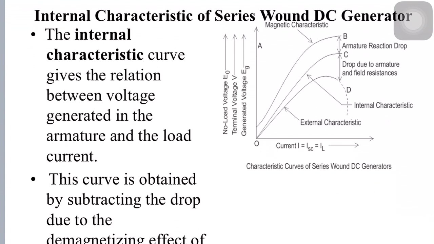So the internal characteristics curve gives the relation between the voltage generated in the armature and the load current, that is, the voltage generated in the armature and the load curve. And these curves are obtained by subtracting the drop due to the demagnetizing effect of armature reaction from the no load.